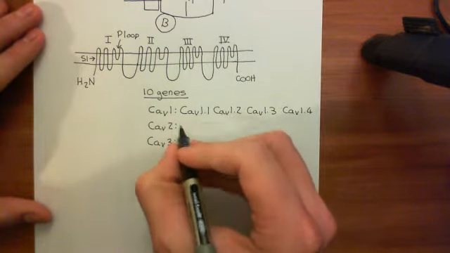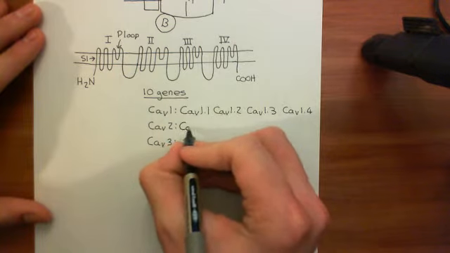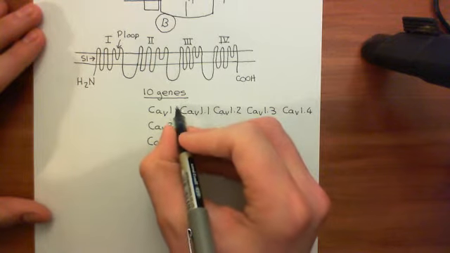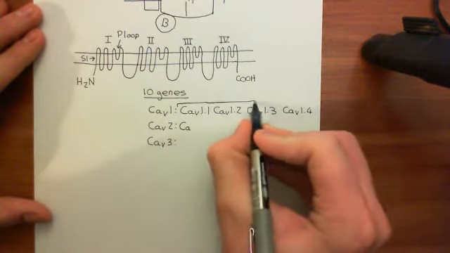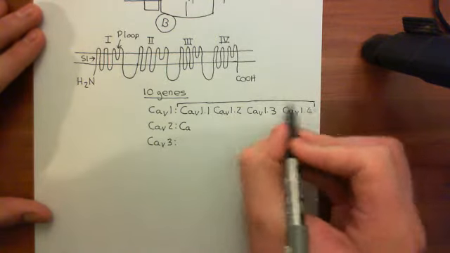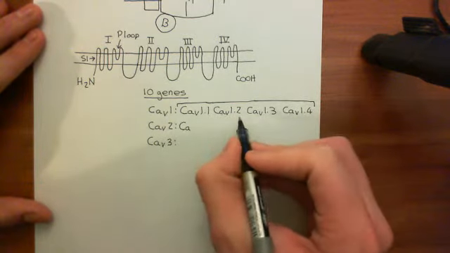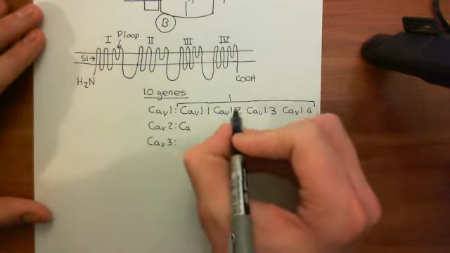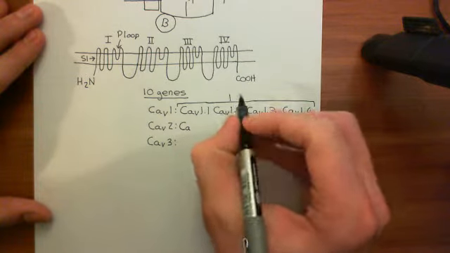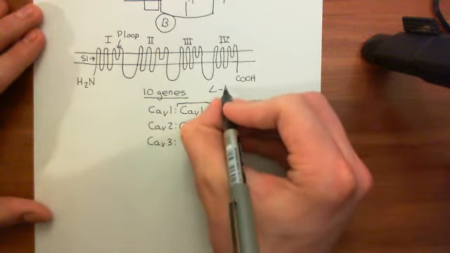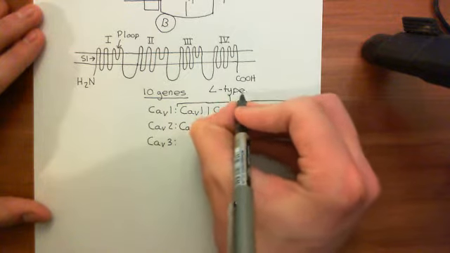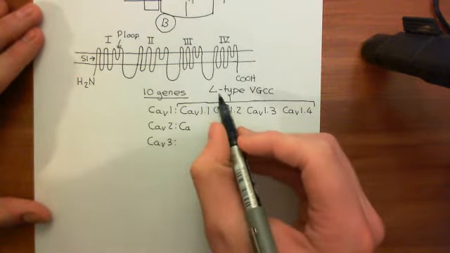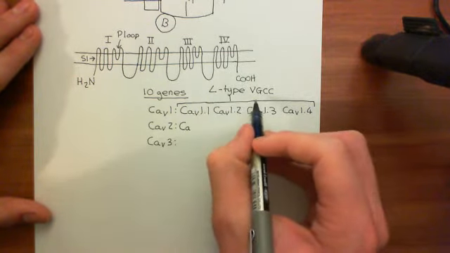Then the CAV2 family, we have the CAV... Actually, let me just finish talking about the CAV1 family. So basically, if you make a voltage-gated calcium channel out of the CAV1 family members, i.e. if you use one of these 4 genes to code for your alpha-1 subunit of your voltage-gated calcium channel, then the voltage-gated calcium channel that you produce is called an L-type voltage-gated calcium channel. So that is what people mean when they say they're dealing with an L-type voltage-gated calcium channel.